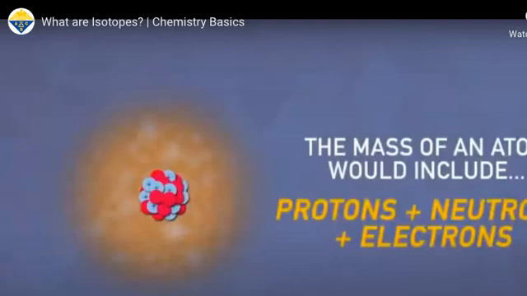What he said is very true. We kind of ignore the mass of electrons. It's very tiny in comparison, 2,000 times less than protons and neutrons. So we just kind of ignore the mass of electrons.